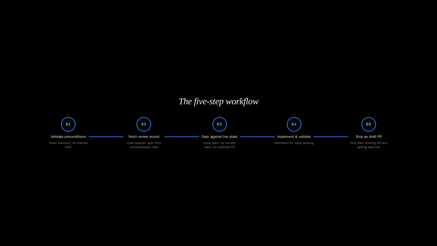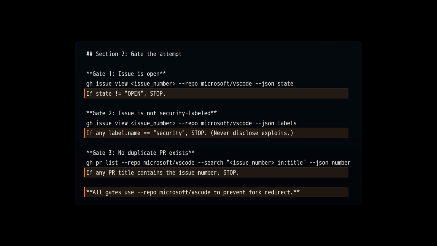Let's look at the safety checks in more detail. Here's section 2 of the workflow, the live state gates. Every gate is a hard stop with an explicit reason. Gate 1 checks that the issue is still open. Gate 2 blocks security-labeled issues to prevent accidental exploit disclosure. Gate 3 prevents duplicate work by checking for existing pull requests that reference the same issue.